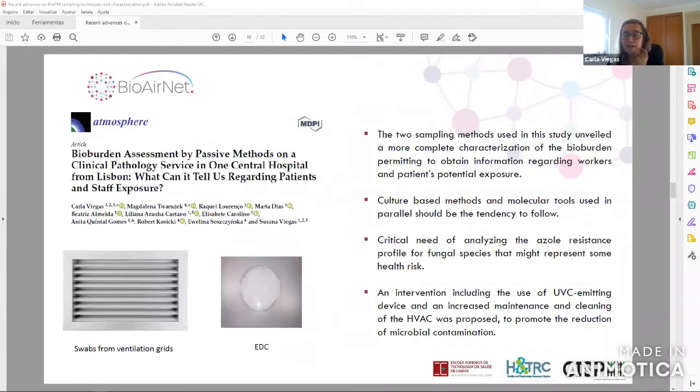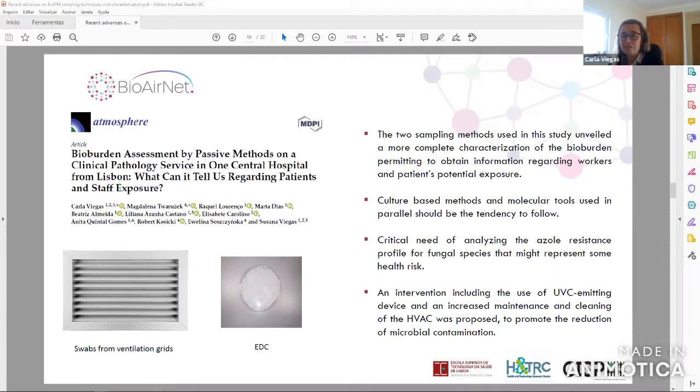In a different study held also in a central hospital, driven by workers' complaints, we used swabs from ventilation grids and also electrostatic dust cloths to avoid disturbance of that specific environment, and a more complete characterization of the bioburden was possible. We conclude that the use of culture-based methods and molecular tools in parallel should be the tendency to follow, and also about the need to analyze the azole-resistant profile for fungal species that might represent some health risk.